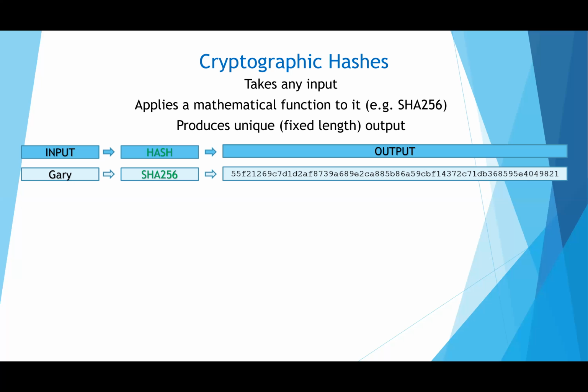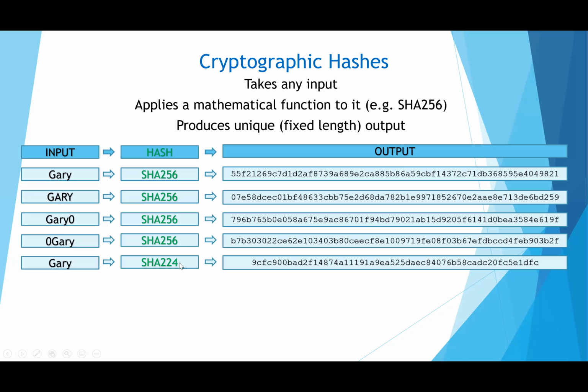So the thing about a cryptographic hash is that it encodes something in a way that the encoded output can't be used to work out the input. So it's one directional. And if you make a change to anything whatsoever on the input, so if we change Gary to capital Gary, or add a 0 at the end of Gary, or at the beginning of Gary, you'll see that the output from SHA-256 comes out with a completely different output every single time. And you'll notice I've given an example at the bottom using SHA-224, which is a different algorithm. The output from that is different again.